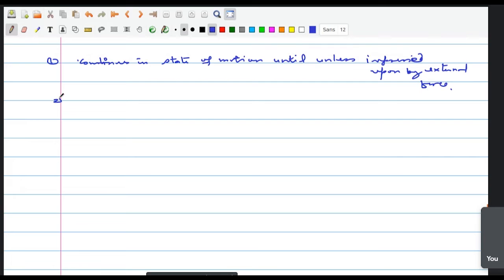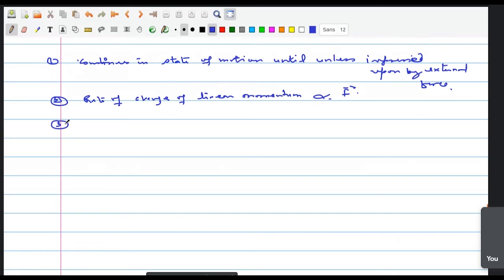What is the second law? So the rate of change of linear momentum is directly proportional to the force applied on it in the direction of motion. Rate of change of linear momentum is proportional to the force applied, isn't it? Yes sir. Okay. And the change takes place in the direction of the motion.